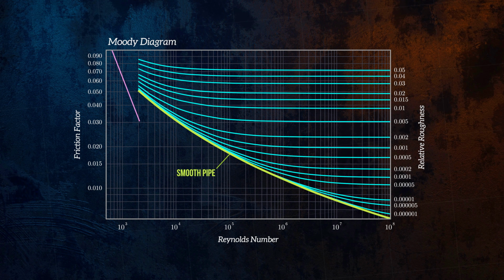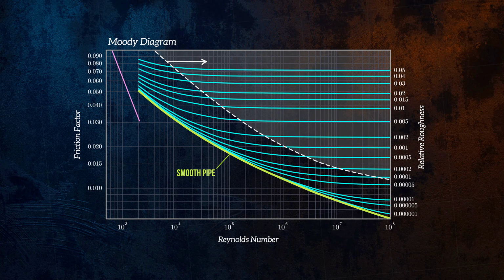We can see that for a given roughness, the friction factors converge to a constant value to the right of this dashed line, meaning that at high Reynolds number, the friction depends only on the relative roughness. At these high Reynolds numbers, the thickness of the laminar sublayer is extremely thin, and so the effect of the surface roughness is governing.